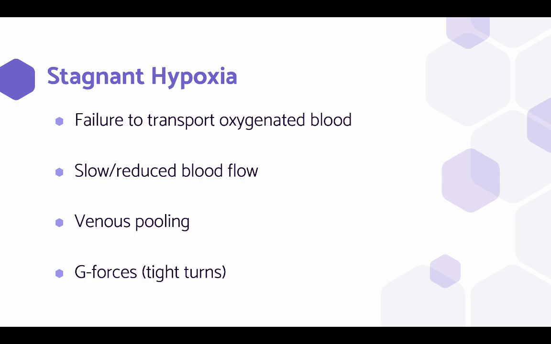Then we have stagnant hypoxia, and this is a failure to transport the oxygenated blood. So there's oxygen, it's there on our hemoglobins. We're just not transporting it, we're not circulating it. So there's slow blood flow, reduced blood flow, venous pooling. When we think of flight physiology, think of tight turns, think of g forces. So this is what happens with increased g forces. We've got a failure to transport this oxygenated blood to our cells.